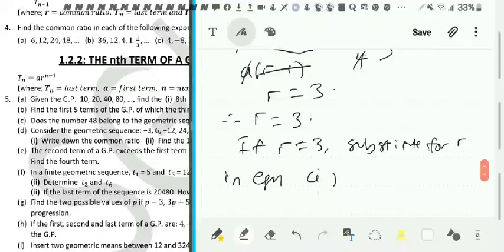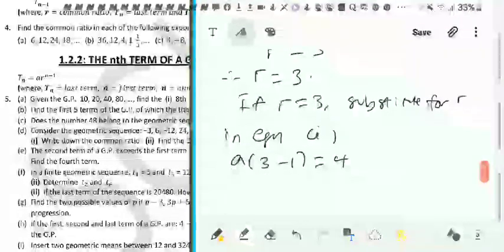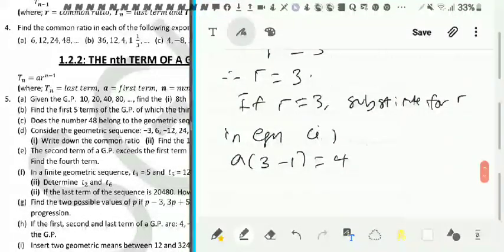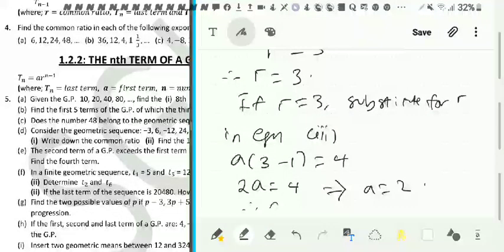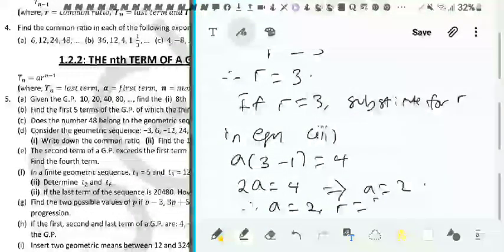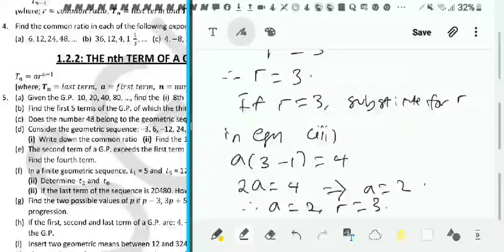In equation 1, we'll be having A(3 minus 1) equals 4. In equation 3, that means 2A equals 4. This implies that A equals 2. So A equals 2 and R equals 3. And in the question, we're told to find the fourth term.